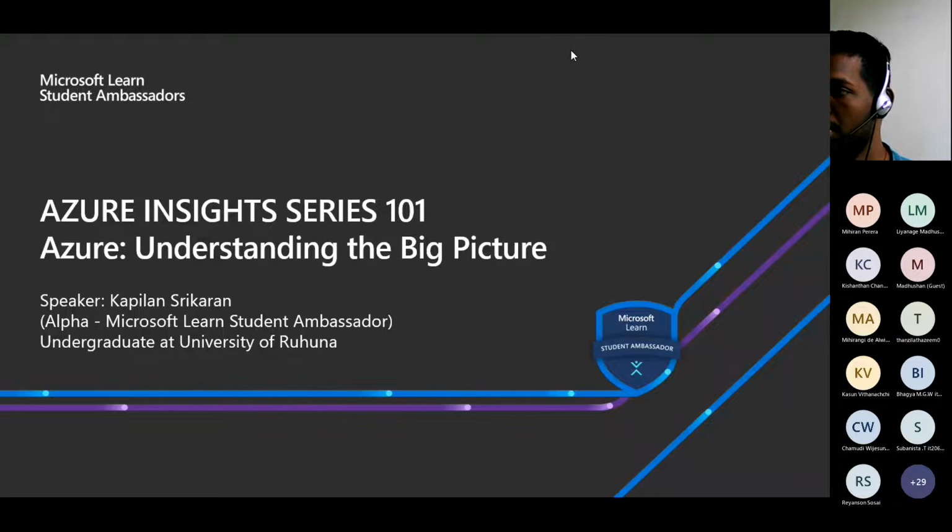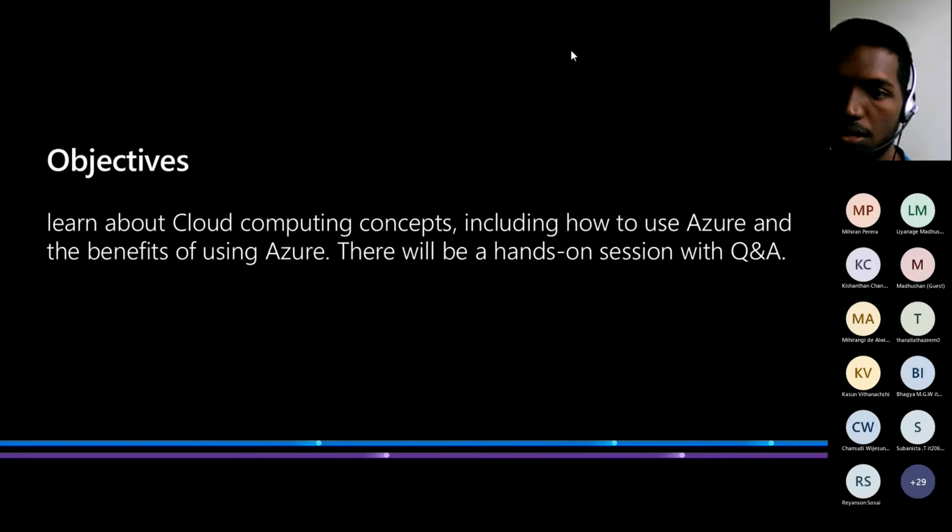Today we are starting the Azure Insight series 101. Azure: Understanding the Big Picture. I am Kapilan, speaker of this session, and I am a Microsoft Brand Ambassador, IFA, and undergraduate at University of Global. Today's objective is to learn about the cloud computing concept, including how to use Azure and the benefit of using Azure. There will be a hands-on session with question and answer.